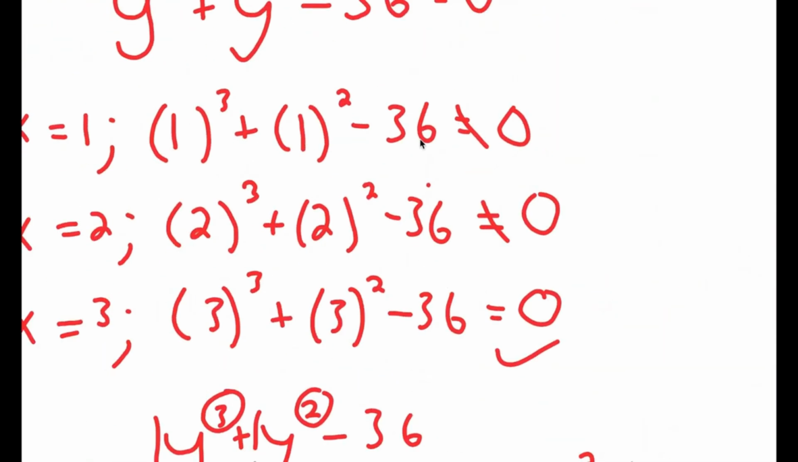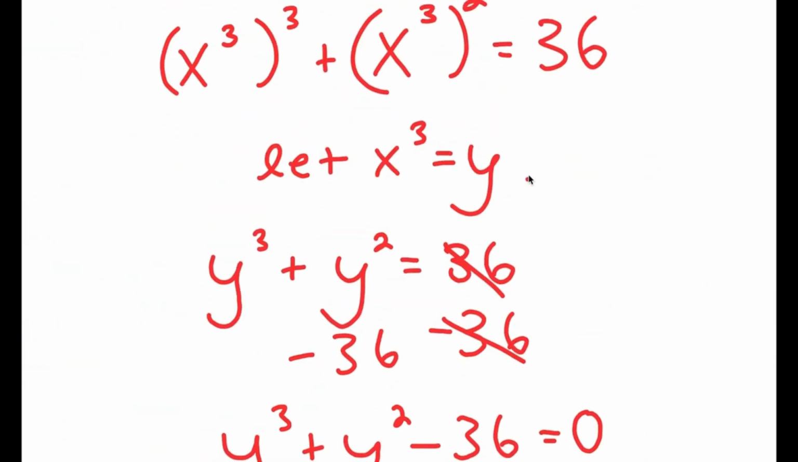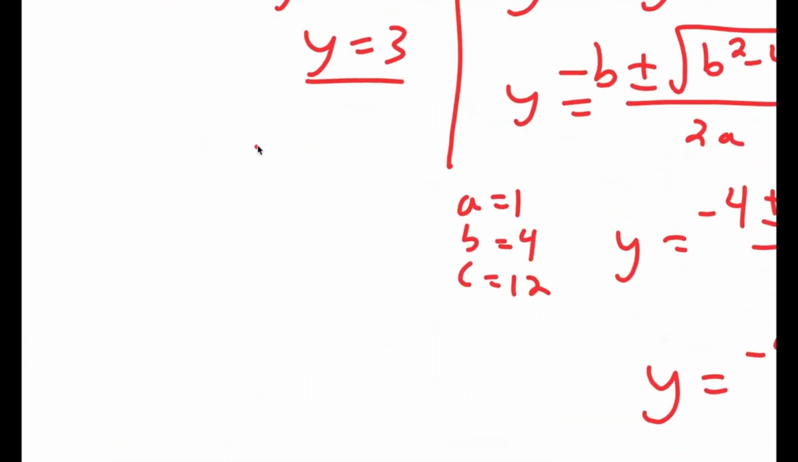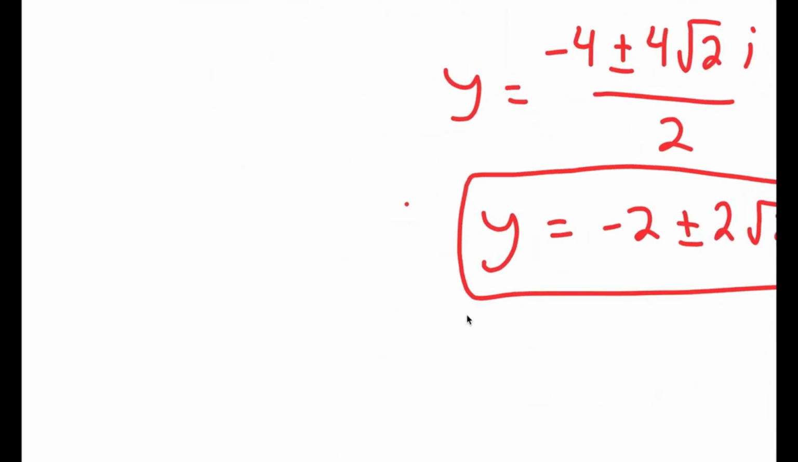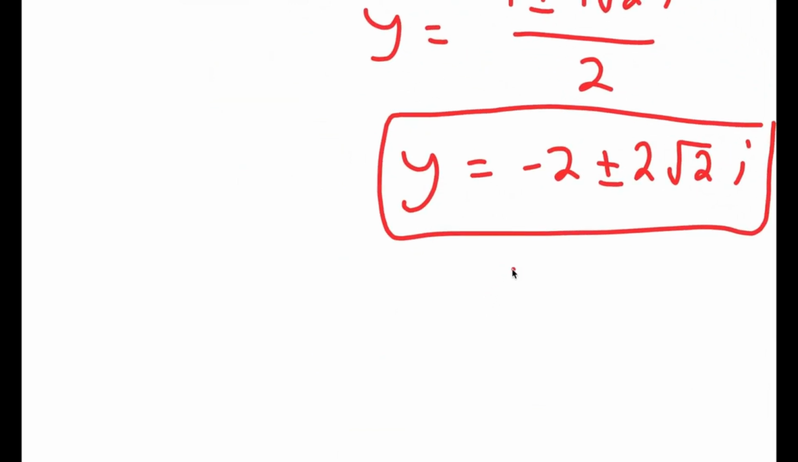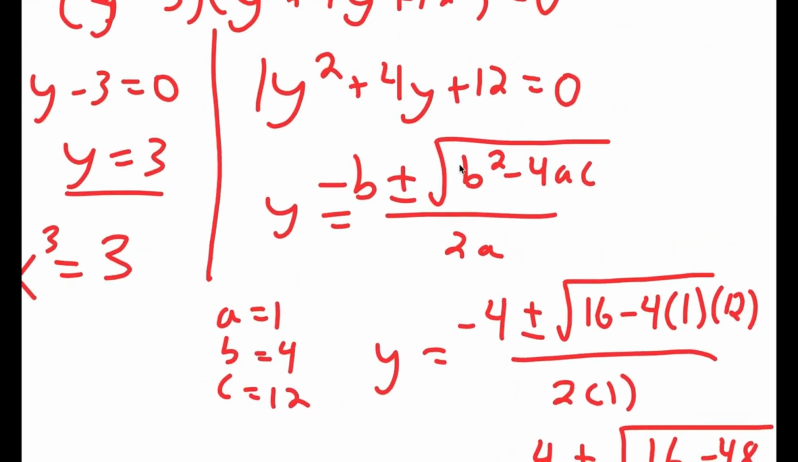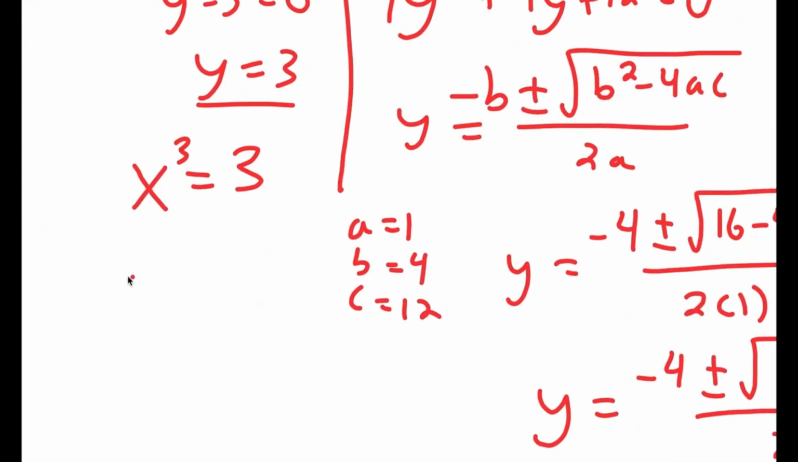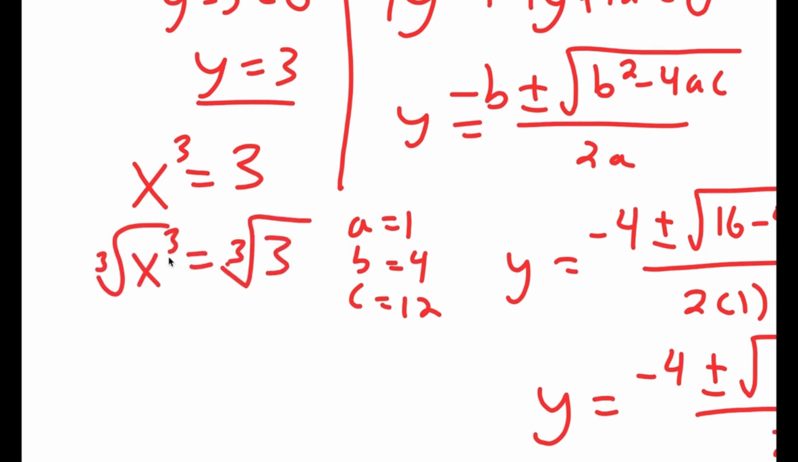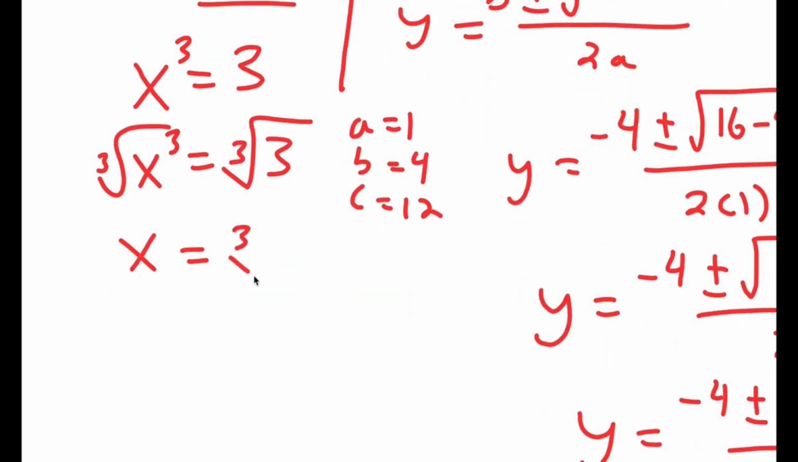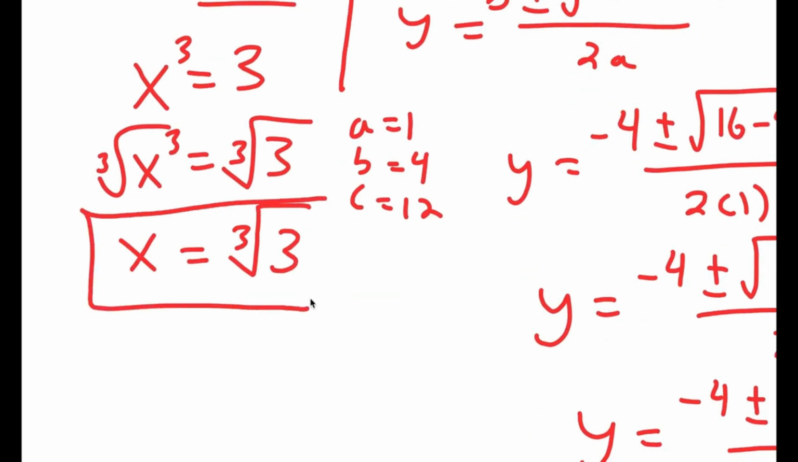However, we aren't done yet because remember, I let x to the power of 3 equal to y. So I get x to the power of 3 is equal to 3. And I also get x to the power of 3 is equal to an imaginary number, which we actually can't do, so we can't use this equation. So the only solution I can use is y equals 3, and to solve this, I'm going to take the cube root on both sides. The cube root of x to the power of 3 is x, so I get x is equal to the cube root of 3. So this is my solution to this problem.